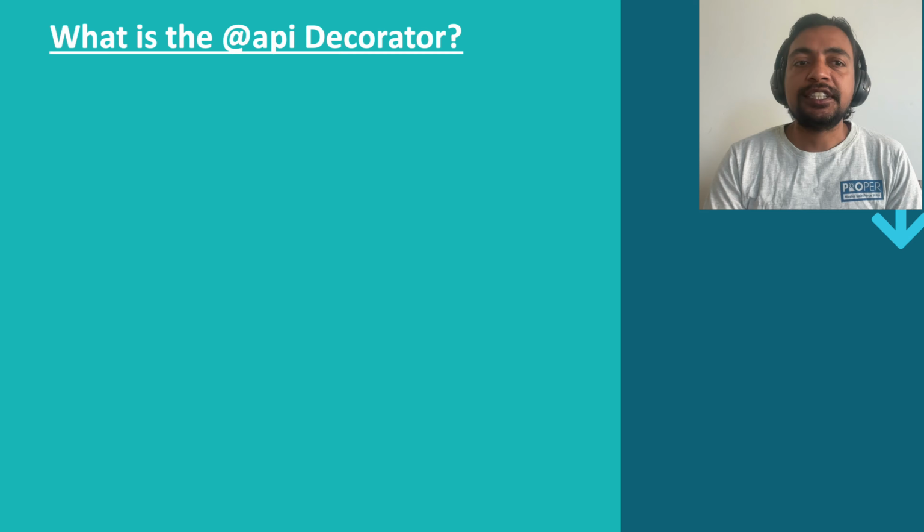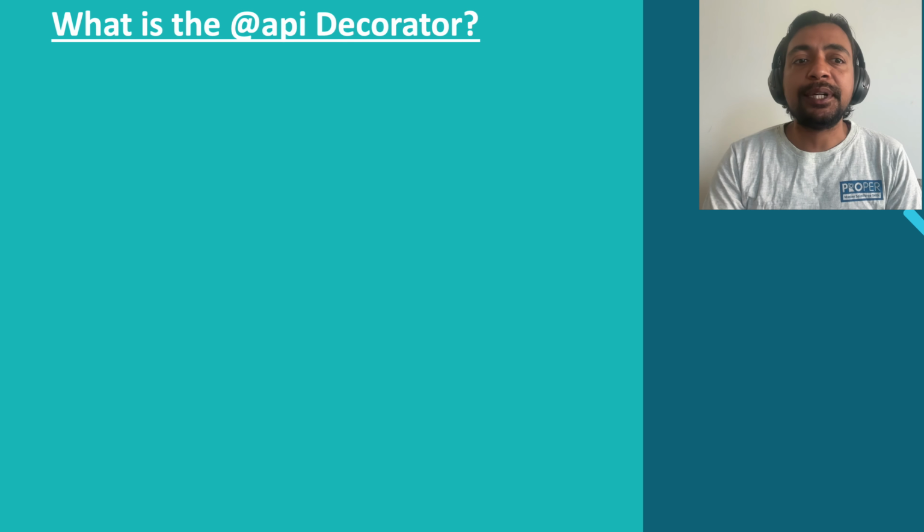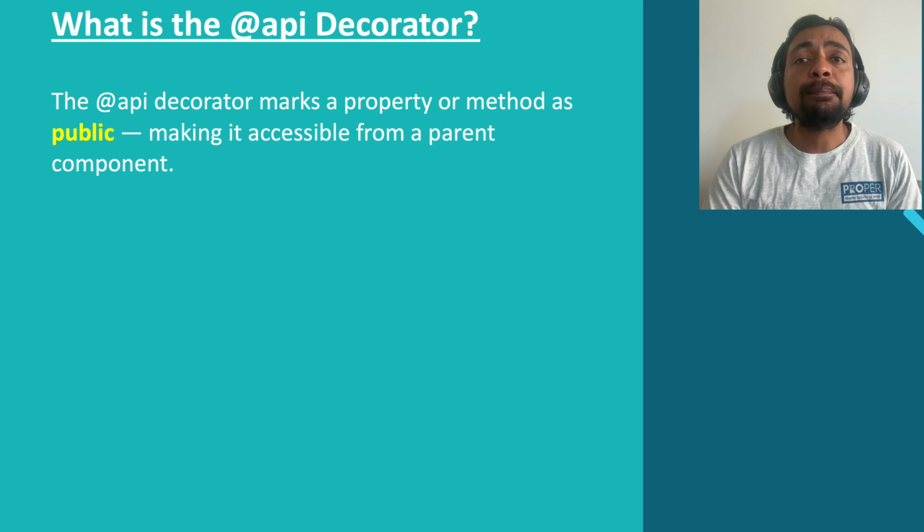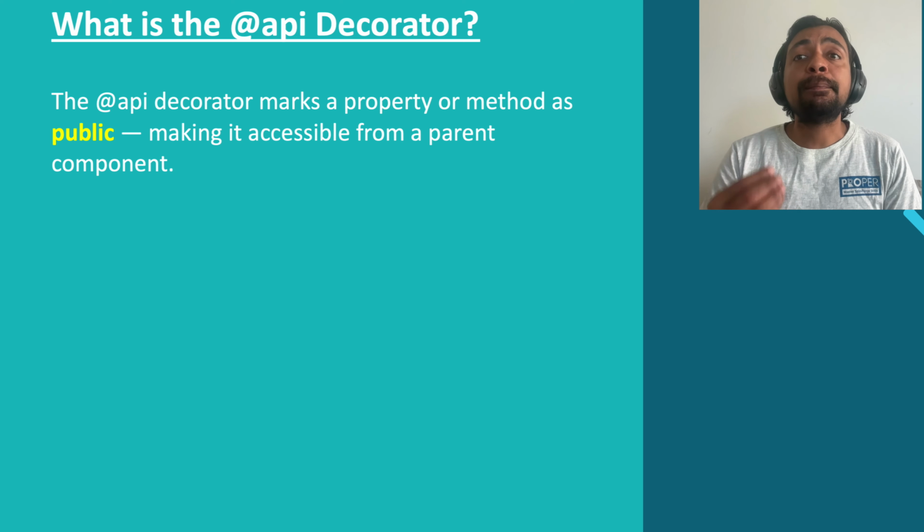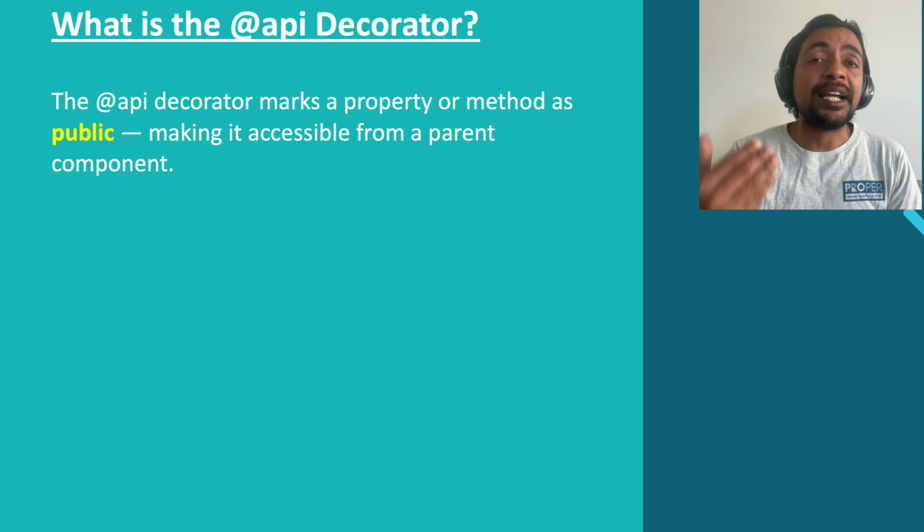So first things first, what is the @api decorator? The @api decorator makes a property or a method public. So it makes it accessible to the parent component.